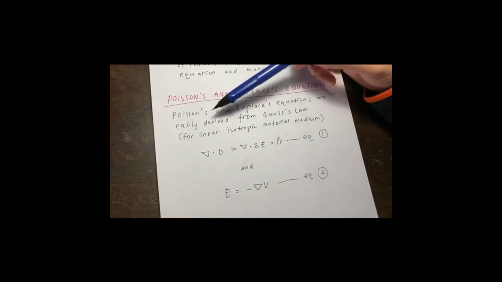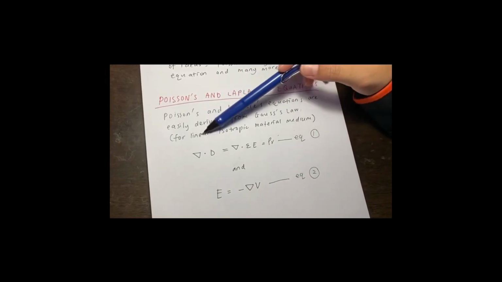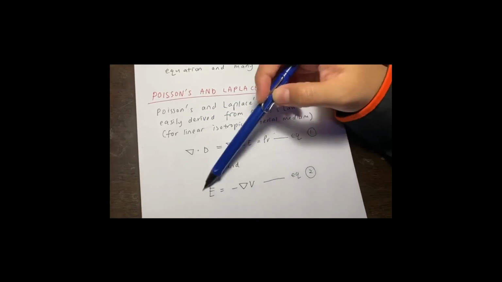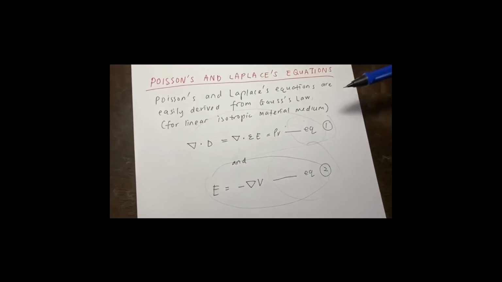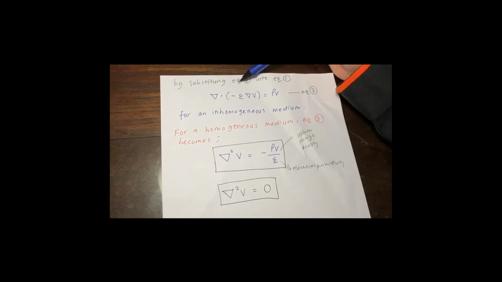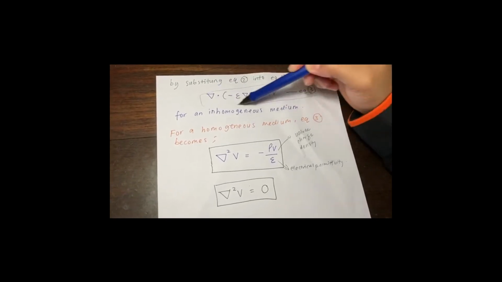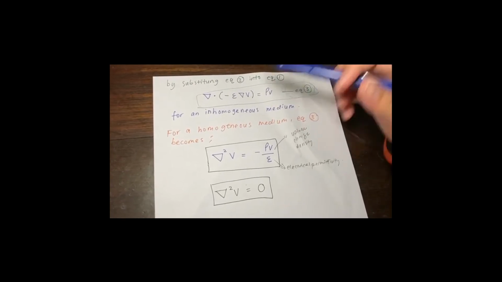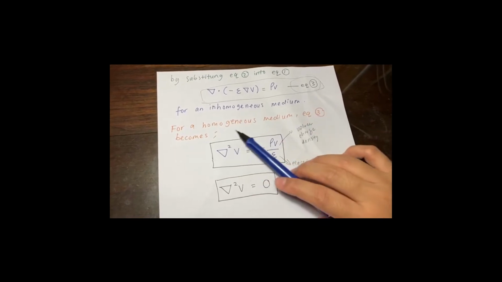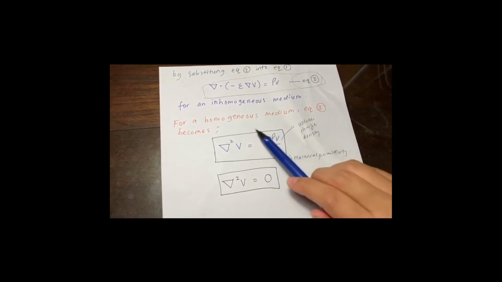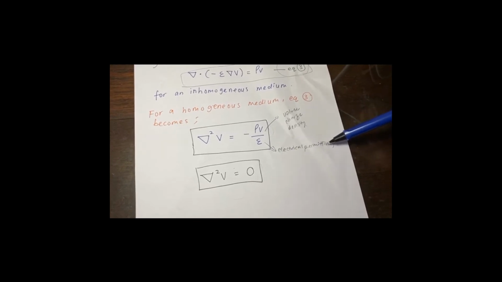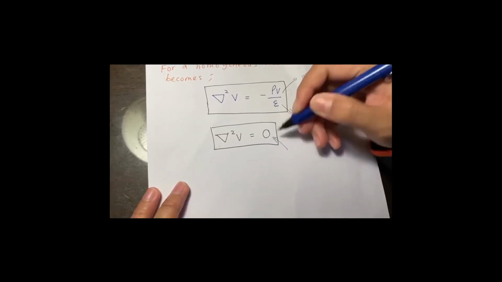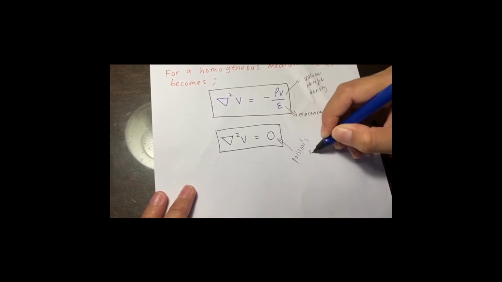Poisson and Laplace equation are easily derived from Gauss' law for linear isotropic material medium. From the equation, we can get this one and this one. I name the first one equation 1 and the second one equation 2. Next, by substituting equation 2 into equation 1, we can get this equation, which I name equation 3. This is for an inhomogeneous medium. For homogeneous medium, equation 3 becomes this one, equal to 0. The upper one is volume charge density, and the below one is electrical permittivity. This is known as Poisson's equation.